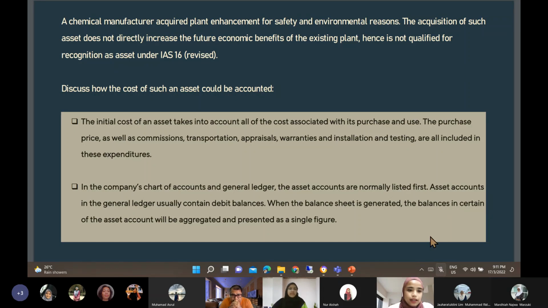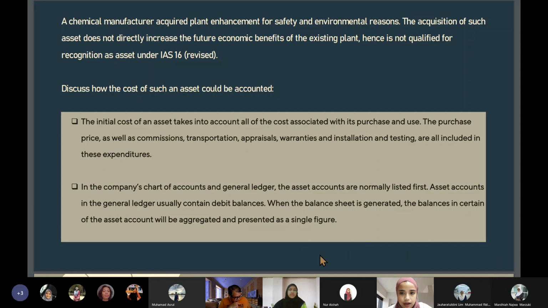The answer is the initial cost of an asset takes into account all of the costs associated with its purchase and use. The purchase price, as well as commission, transportation, appraisals, warranties, and installation and testing are all included in these expenditures. In the company's chart of accounts and general ledger, the asset accounts are normally listed first. Asset accounts in the general ledger usually contain debit balances. When the balance sheet is generated, the balances in certain of the asset accounts will be aggregated and presented as a single figure. So I will pass to the next question, Shakira.